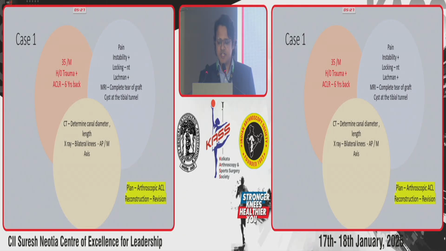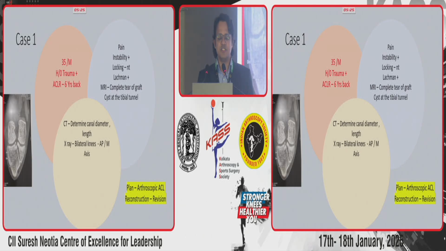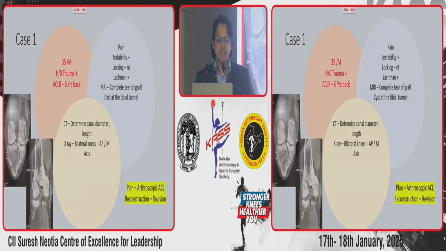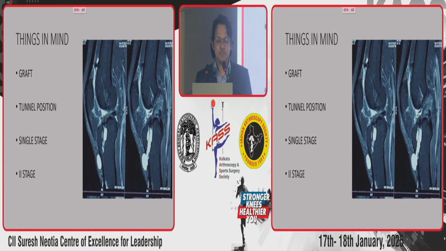The other thing I generally ask for is a CT scan to understand the canal diameter of both the femur and the tibial tunnel, and the length of the tunnels, to get a proper view for my preparation. In this case we planned an arthroscopic ACL reconstruction. Before going into the OT, after seeing this MRI, the things that came to my mind were: what graft am I going to use, what will be the tunnel position, and am I going to do it in a single stage or a double stage.